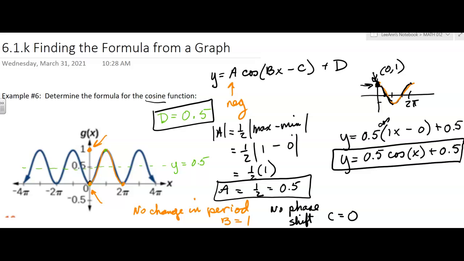Wait, I forgot to make the A negative. So I've got to put in a negative 0.5 there. Okay, there, that looks better. So y is equal to negative 0.5 cosine x plus 0.5.